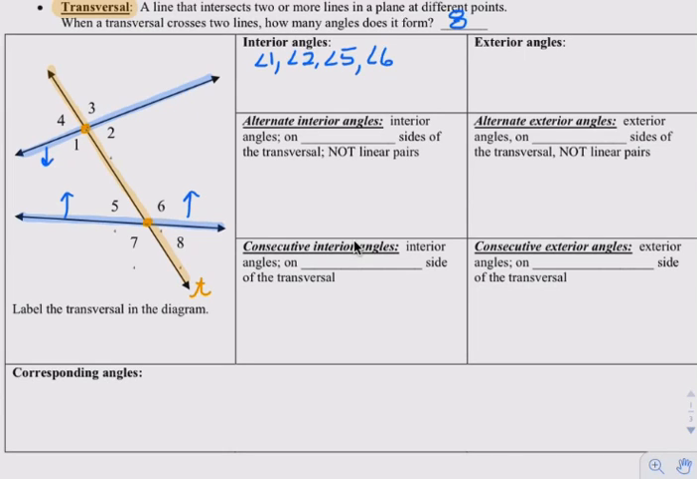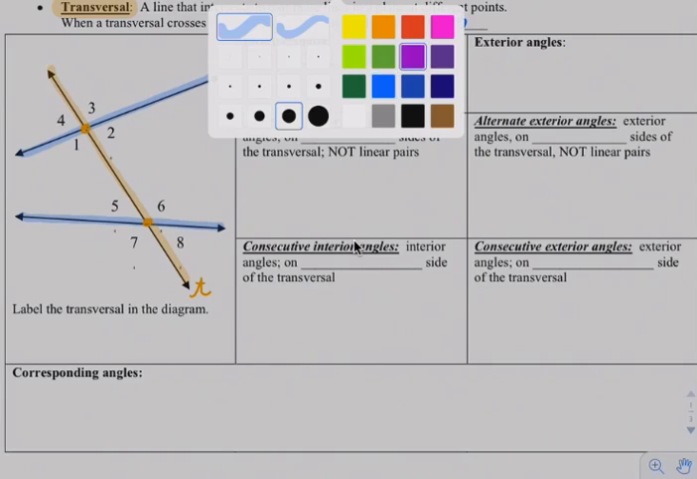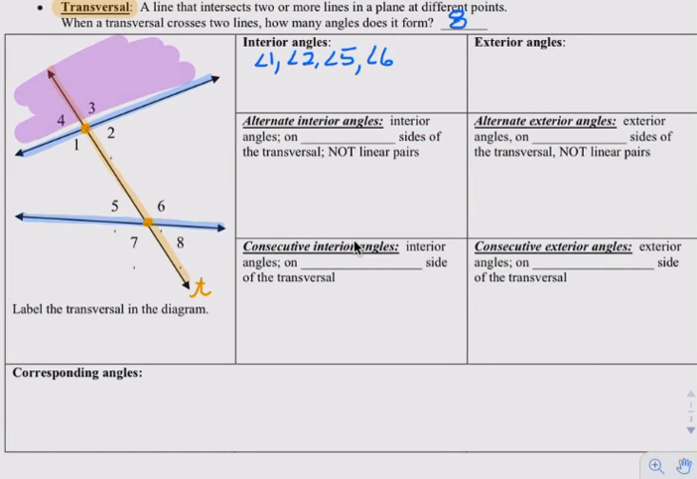Okay, and then we've got some angles that are exterior. Exterior would be everything outside of those two blue lines. So that's going to be angles 3, 4, 7, and 8 in this particular picture. Obviously, the numbering of the angles could change if you had a different diagram.